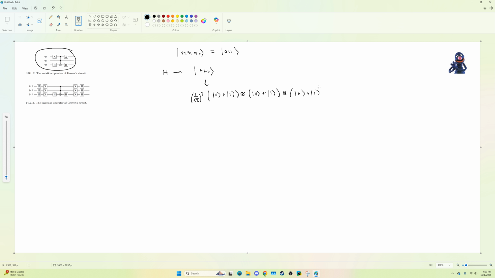Plus ket 1. Okay, so now that we have this form, we are going to expand out, and I'm going to write root A instead of that. We're going to do the tensor product of all of this, which is going to be quite messy, but it's basically going to give us all the basis states because we have 0, 0, 0, then 0, 0, 1, and so on, and it's going to give us all the basis vectors.